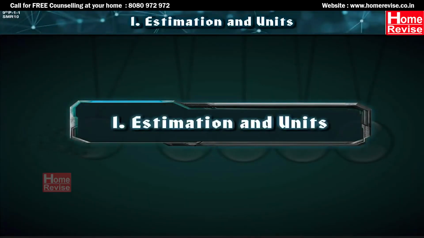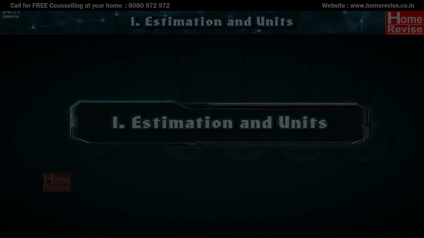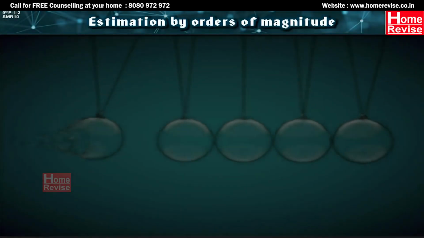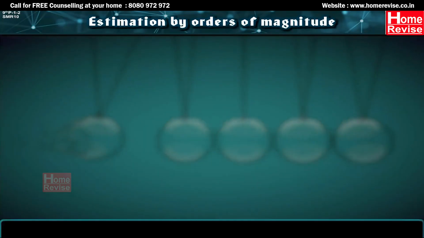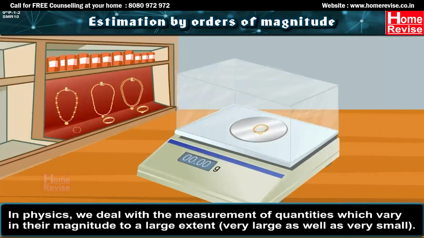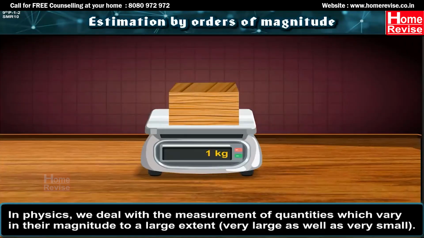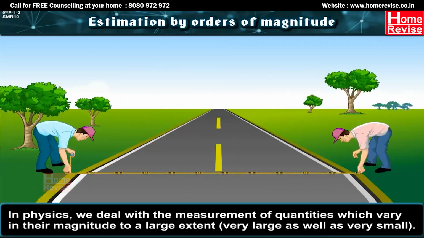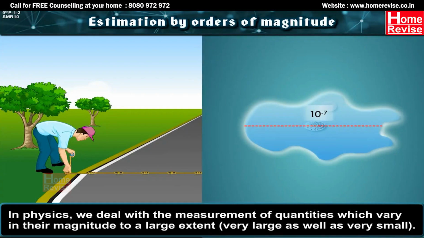Chapter 1. Estimation and Units. Estimation by orders of magnitude. In physics, we deal with the measurement of quantities which vary in their magnitude to a large extent, very large as well as very small.